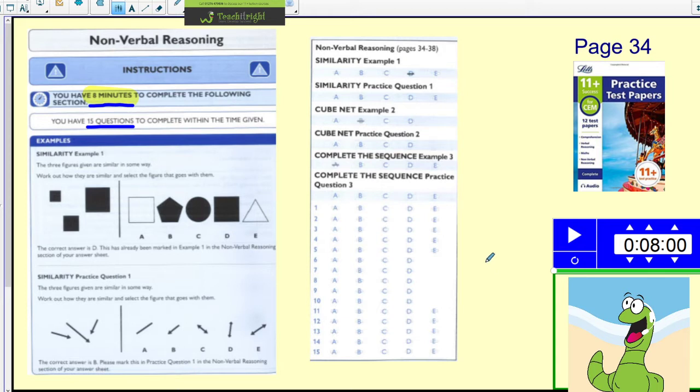The correct answer is B. Please mark this in practice question 1 in the non-verbal reasoning section of your answer sheet. CubeNet. Example 2.